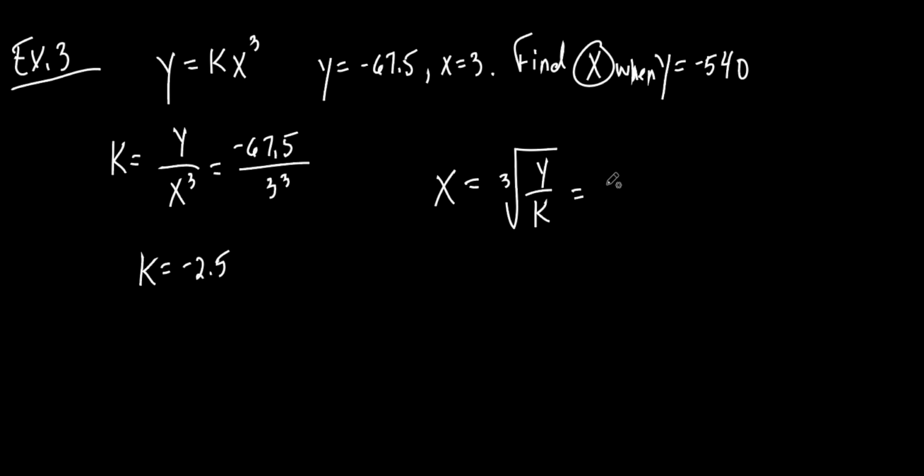Now, to me, I think it's a lot easier just doing the algebra with the letters, okay, and then plugging stuff in. I've said that 100 times a day, it seems like, but I just want you to understand why I'm doing that. All right, so it's the cube root of y over k. What's my new y? My new y is negative 540 over the k. What did I get k to be? Negative 2.5.